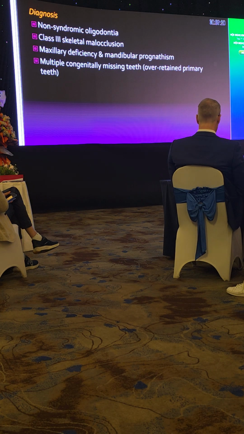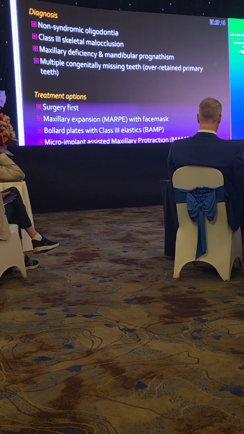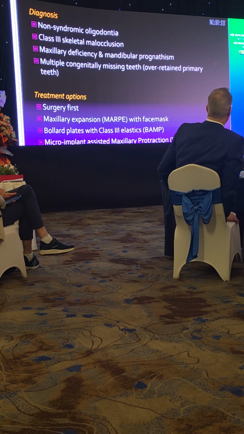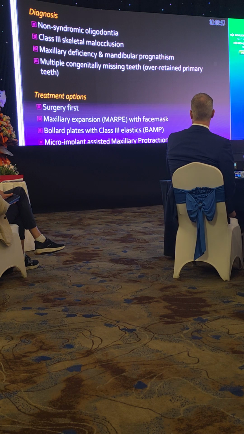Okay, so here's the diagnosis, okay? Oligodontia, alright? And class 3 skeletal bone, naturally deficient in congenital missing teeth. So here are some options. By the way, this is not a strategy. These are options, alright? Surgery first, right? Because it's class 3. The second thing is maxillary expansion with MAPI with face mask, but the patient declined the face mask, so that's no good. Alright? And the bullet plates. The next one is that we use the plate.